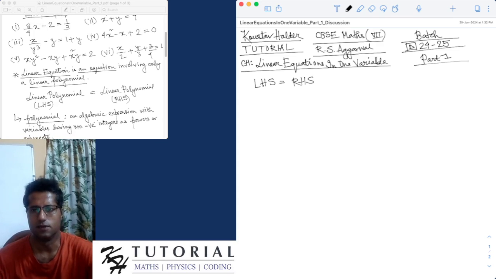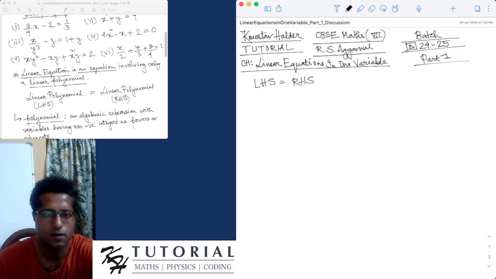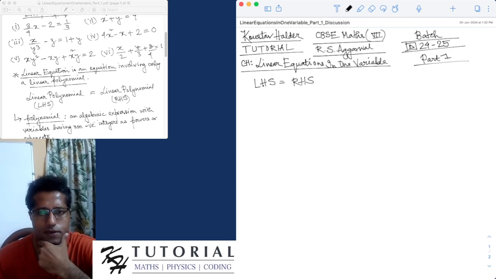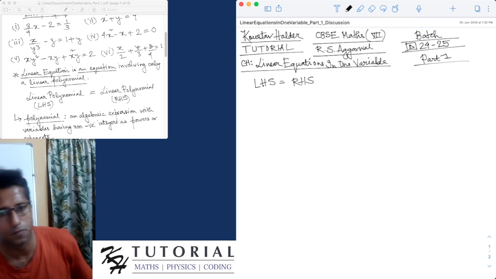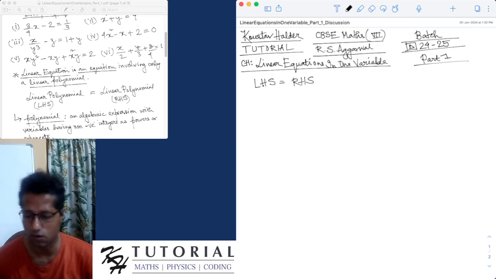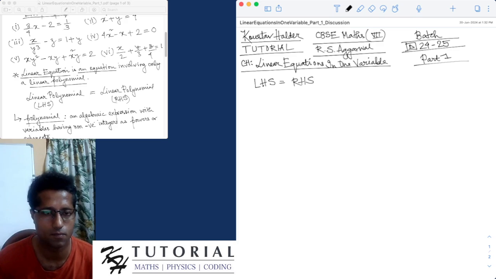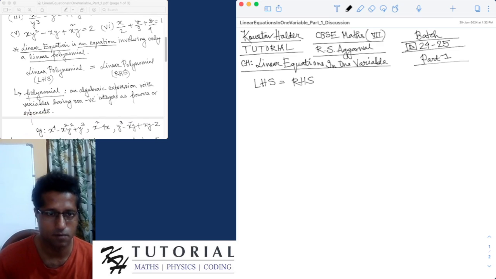Now the book says, as per the definition, a linear equation is an equation involving only a linear polynomial. So now it is defining what a linear equation is. A linear equation has a similar form to the equation: LHS equals RHS, but here the LHS and RHS should be linear polynomials. Now we need to understand what a linear polynomial is. To understand that, we need to first understand what a polynomial is.